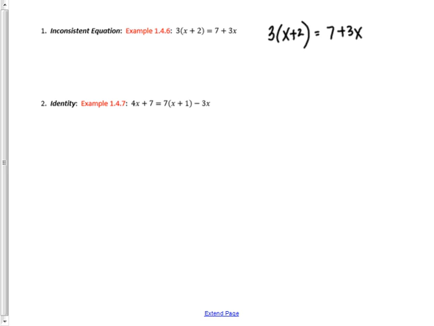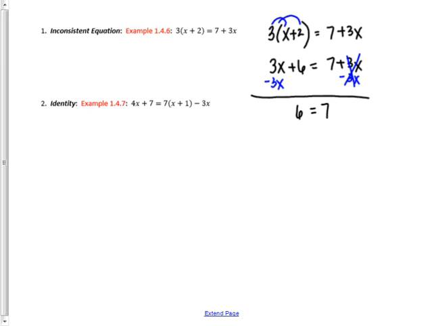Let's see. All right, so first thing I would do is distribute the 3, and then I get 3x plus 6, and I get 7 plus 3x. And so the minute that I subtract the 3x and move it, what happens? What is 3x minus 3x? It's nothing. So the only thing left over here is 6, and the only thing left over here is 7. So you have a special case when your x ends up disappearing, okay?